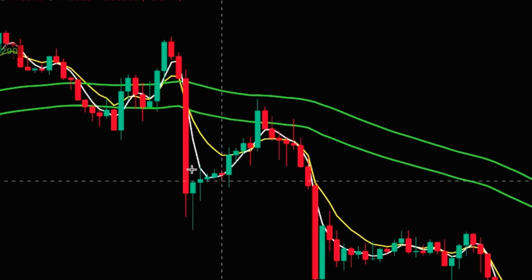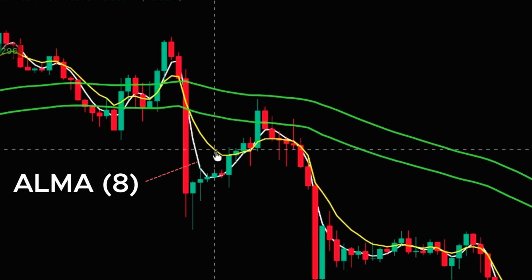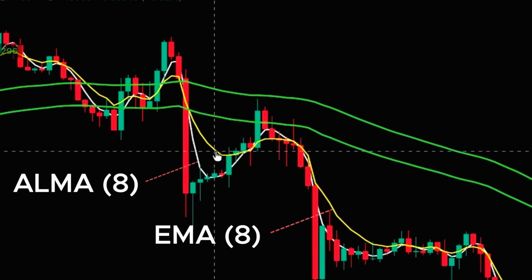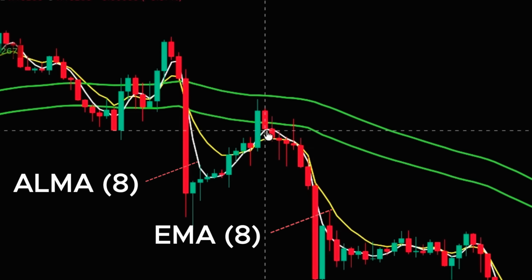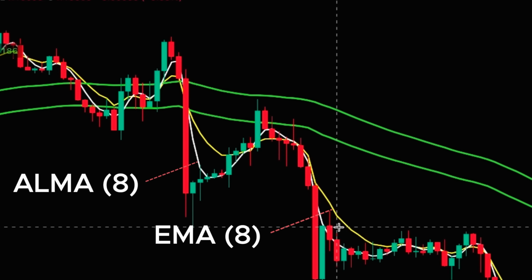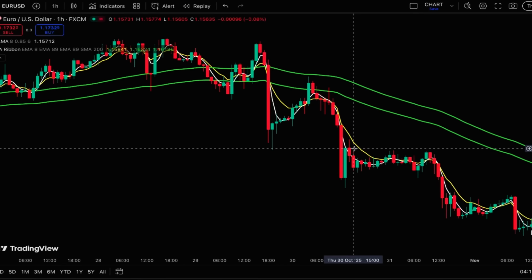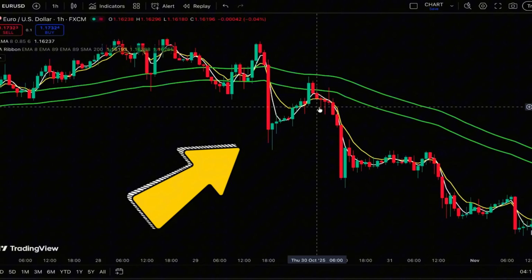And then we have this white line, which is an Arnaud Legoux moving average with length of 8. And we have this yellow line, which is an exponential moving average with length of 8. Both of them have the same length, but you can clearly see that ALMA is more responsive to the price action and considerably with lower lag. And this will help us to identify exact buy-sell signals on the turning points of the market. Let me show how you can use these moving averages to find accurate trading signals.